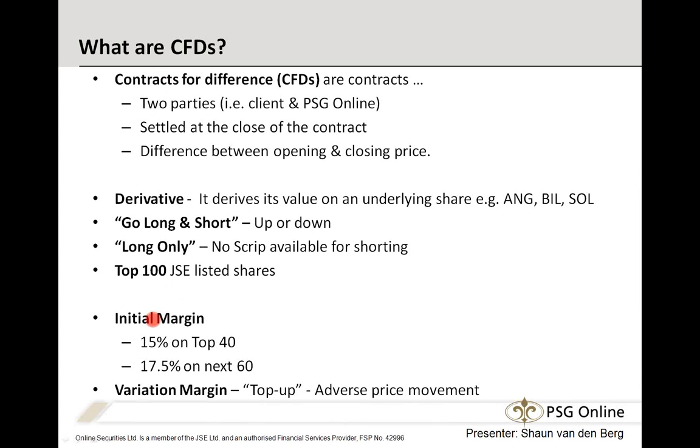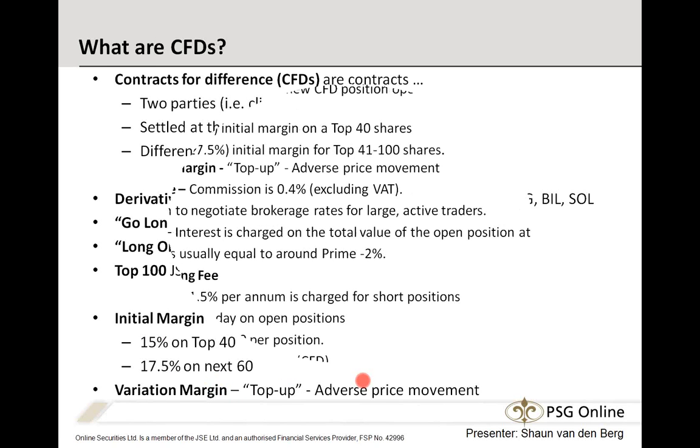The big difference when it comes to CFDs compared to single stock futures is that PSG decides on the initial margin. PSG at this point in time has decided 50% initial margin is required for the top 40 stocks, and then 17.5% of the value for the next 60 companies. So you find that some situations might be better to go for single stock futures because of the gearing. Some of you want to have a higher risk, but I'm perfectly happy to trade CFDs on those criteria. We still need a variation margin to top up if the market goes against us. So it's very similar.